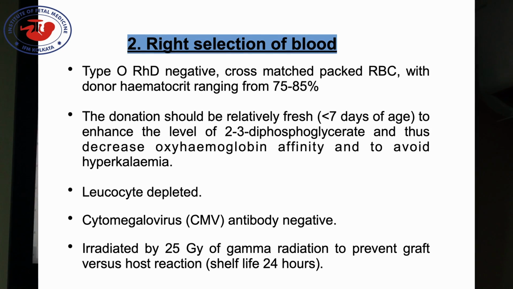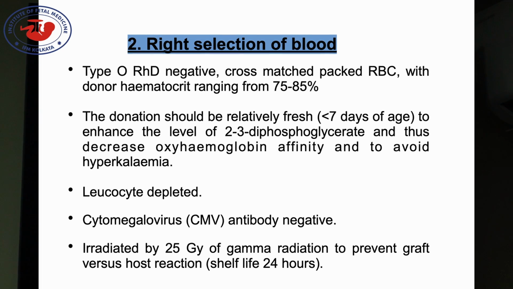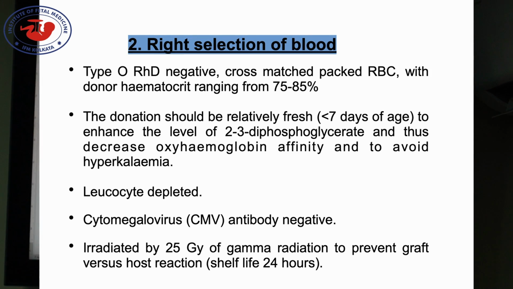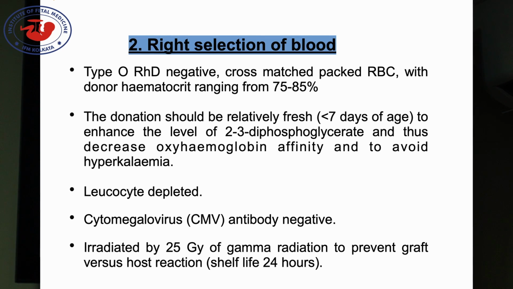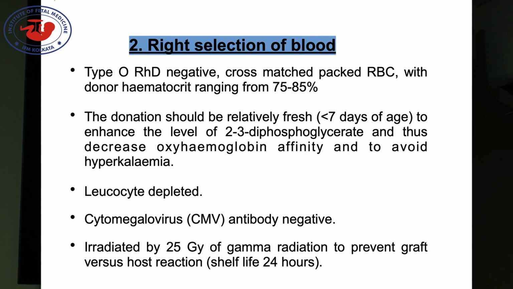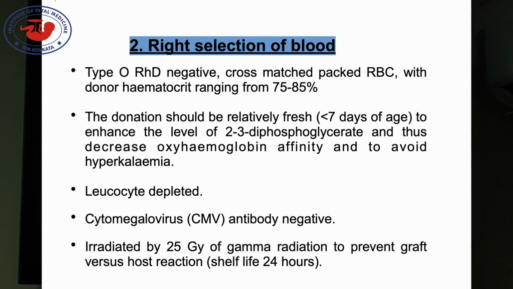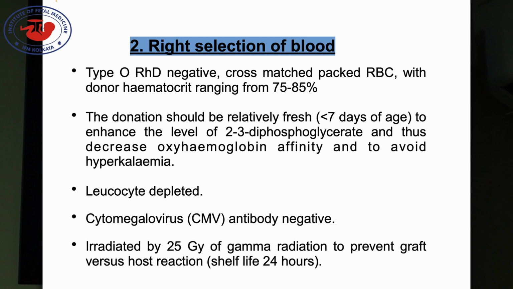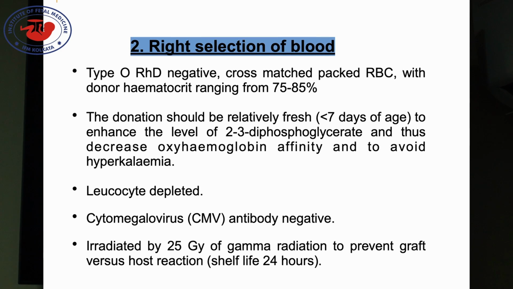Now most blood banks will say we have this blood, we will do leukodepletion, CMV antibody negative, everything, but we don't have facility for gamma radiation. Now there are two options: either you skip this step and have a risk of graft versus host reaction, or if you have anybody in a cancer center, an oncology center, you can send the blood there, they will irradiate it if you have a good rapport with them.